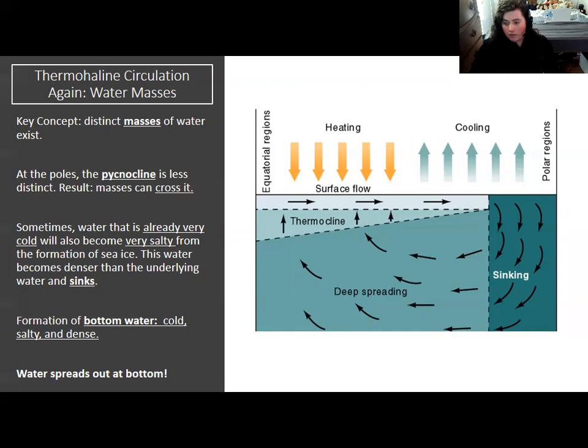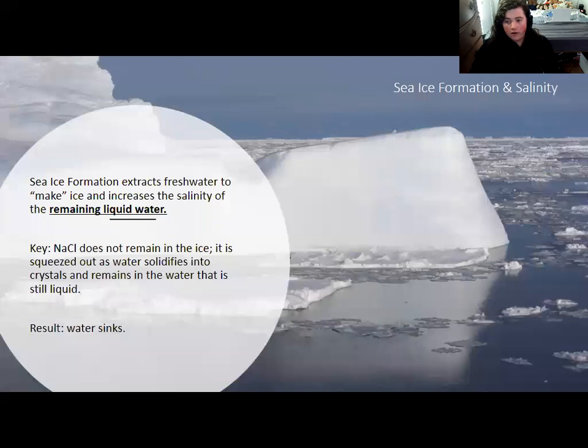And a lot of this, again, is related to sea ice formation. In Antarctica, you have water that is already very cold, becoming much more dense as sea ice formation extracts water while leaving salt behind. When sea ice forms, the salt does not go into the ice. It stays in the water that remains liquid, and that remaining liquid water is now salty and denser than the surrounding surface water. And I want to say, don't get confused with the fact that I mentioned that Antarctic surface waters are overall fairly fresh and about as fresh as the deep water.